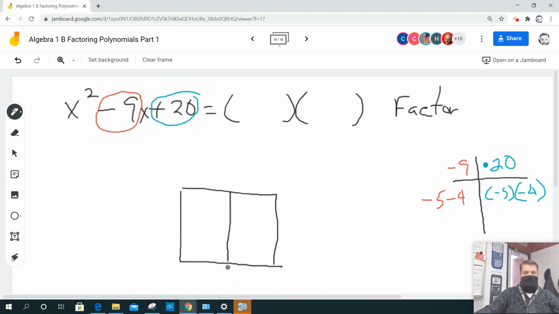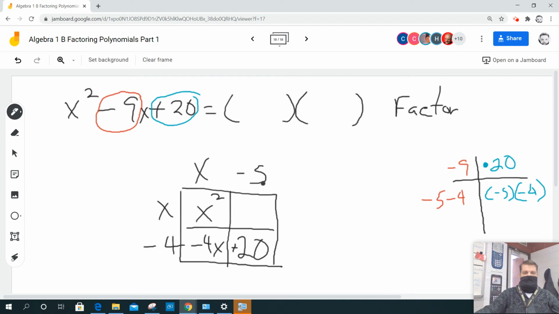I'm going to draw my grid, write down the first term, which is x squared. Write down the second term, which is positive 20. And then I go x times x is x squared. That's pretty good. And I'm thinking that if I put in a -5 here and a -4 here, that maybe when I multiply it out, it'll add up to -9x. So -4 times x is -4x. -5 times x is -5x.